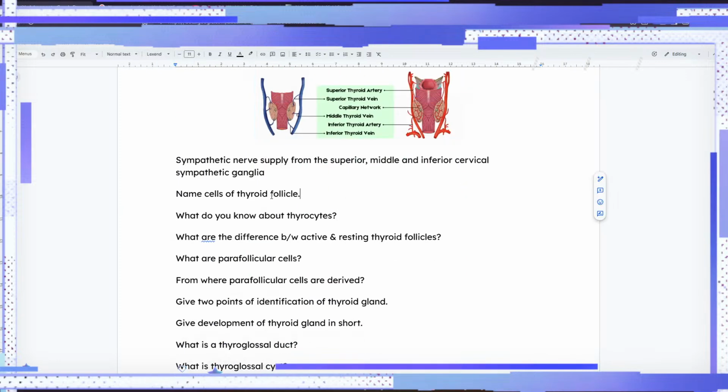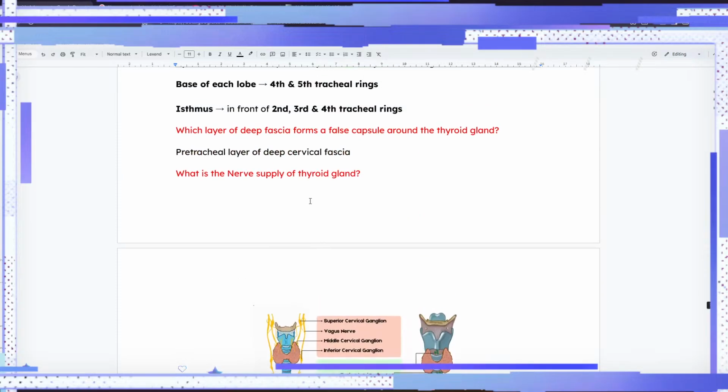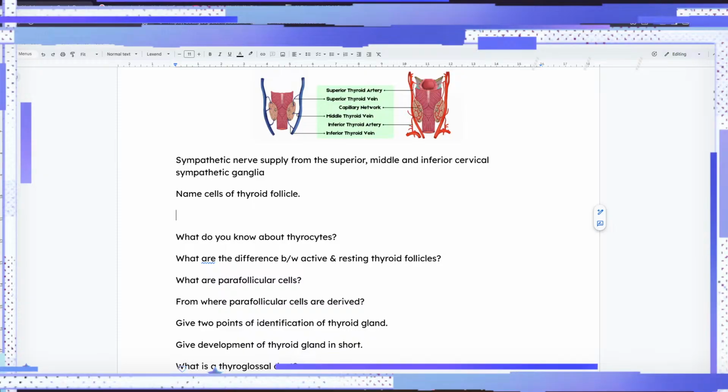Perfect. Um, name cells of the thyroid follicle. Well, there's the there are the follicular. Yeah, like that's what kind of question is that, mate? I mean, I don't know. Like, what, what, what are you talking about? What are you talking about, bro?